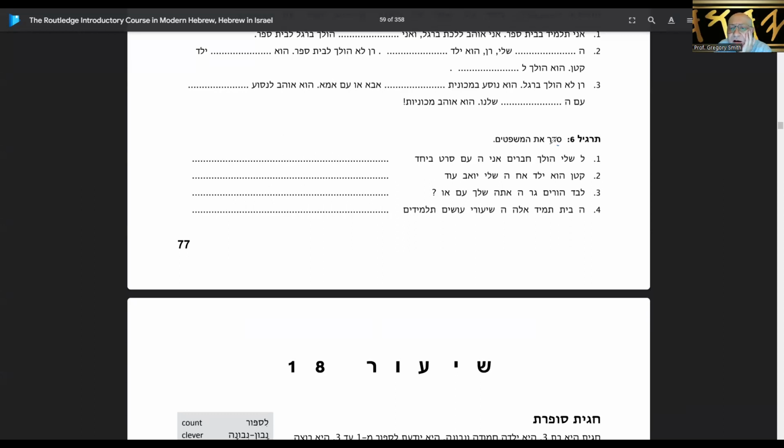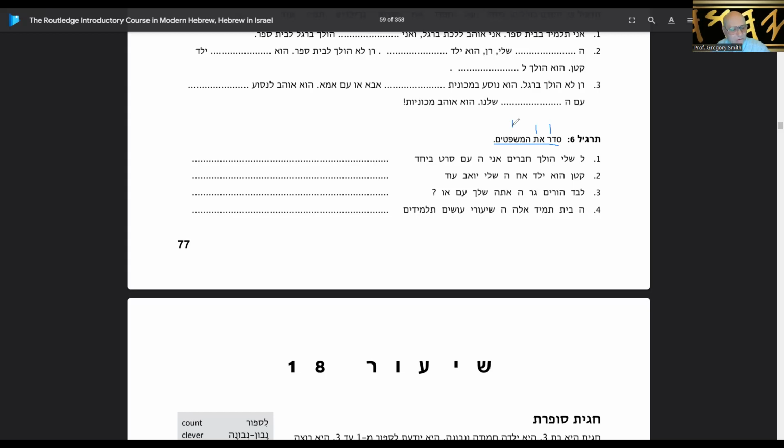Okay, Seder et hamishpatim. So order the sentences. Hamishpatim. Seder. It's like if you were to say beseder, put in order or in order. Just seder means order the sentences. Seder et hamishpatim. Yeah, סדר את המשפטים. Yeah, seder et hamishpatim.